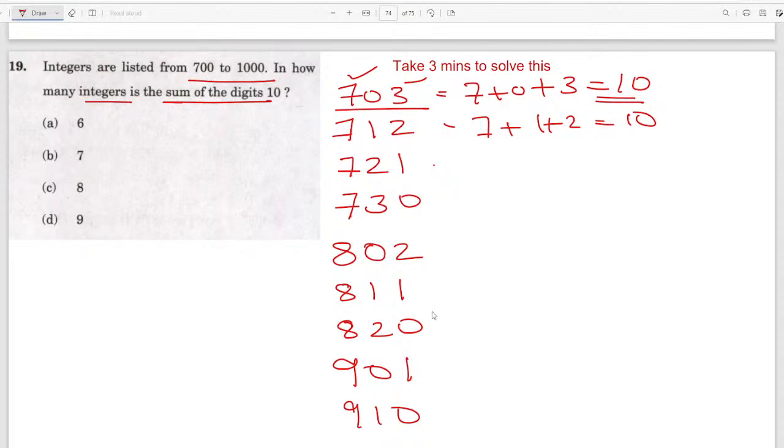So we just have to count these numbers. There are a total of 9 numbers whose digits add up to 10 between 700 and 1000. So the number of such numbers would be 9. It is option D. I hope this is clear.